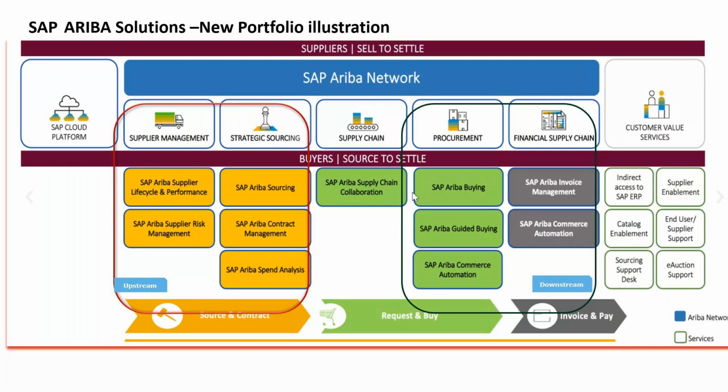Okay, in Ariba we have two kinds of modules. One is the upstream module, another one is the downstream module. Ariba is a cloud source, so we have on-premise and another one is cloud.